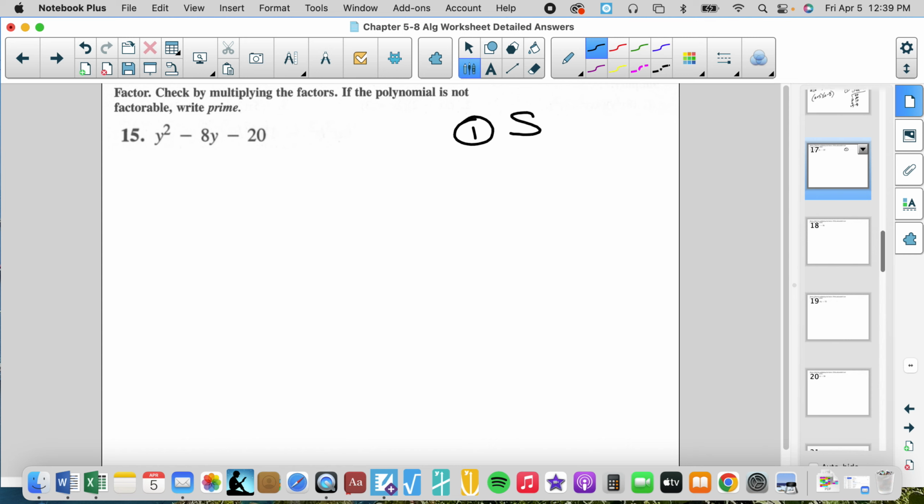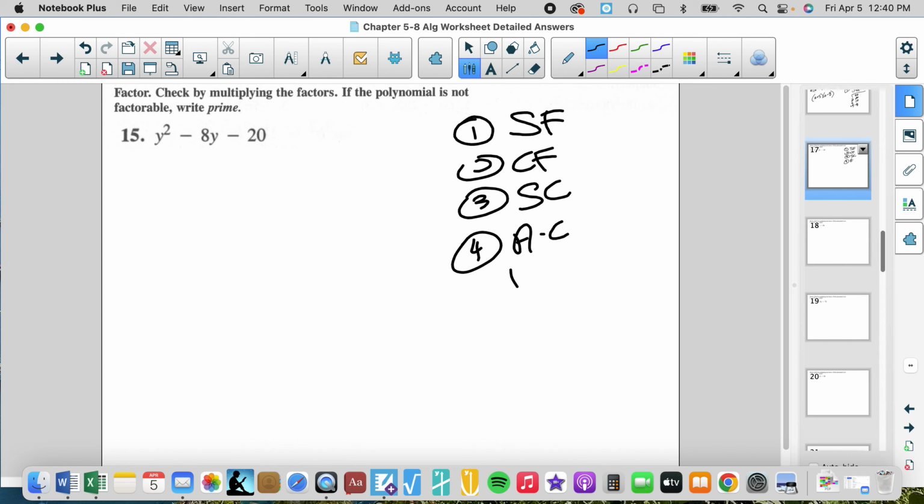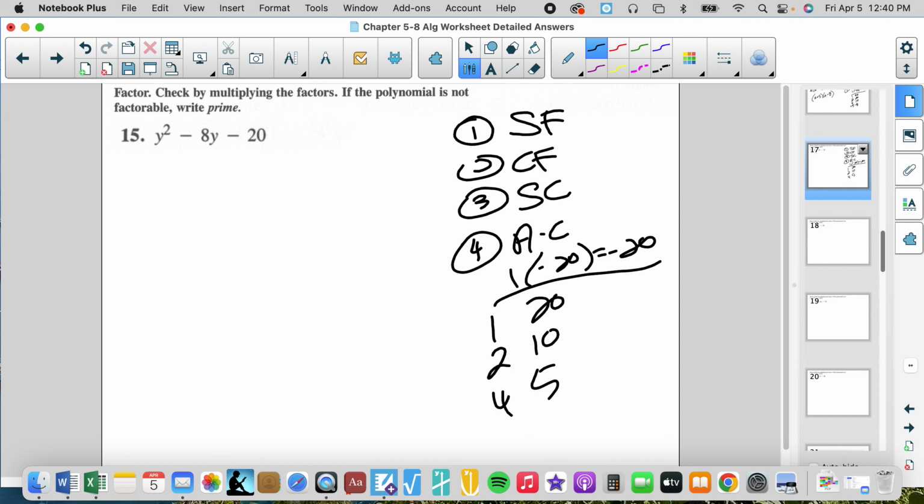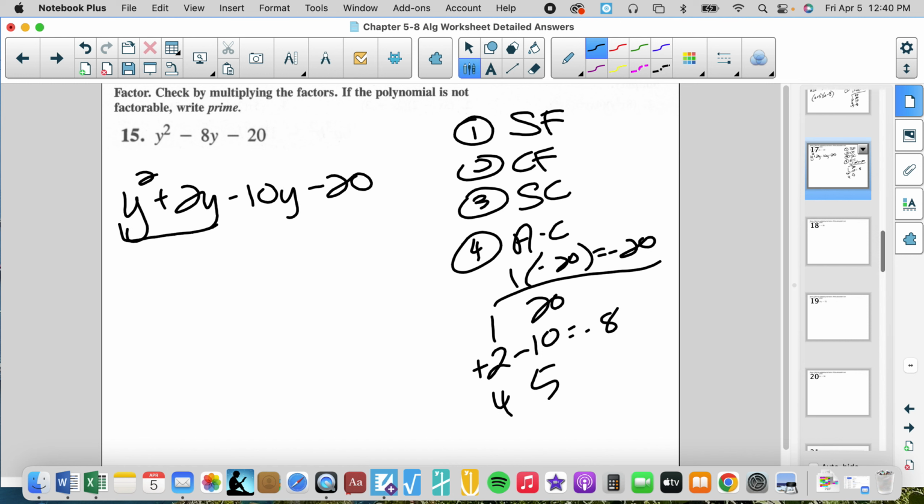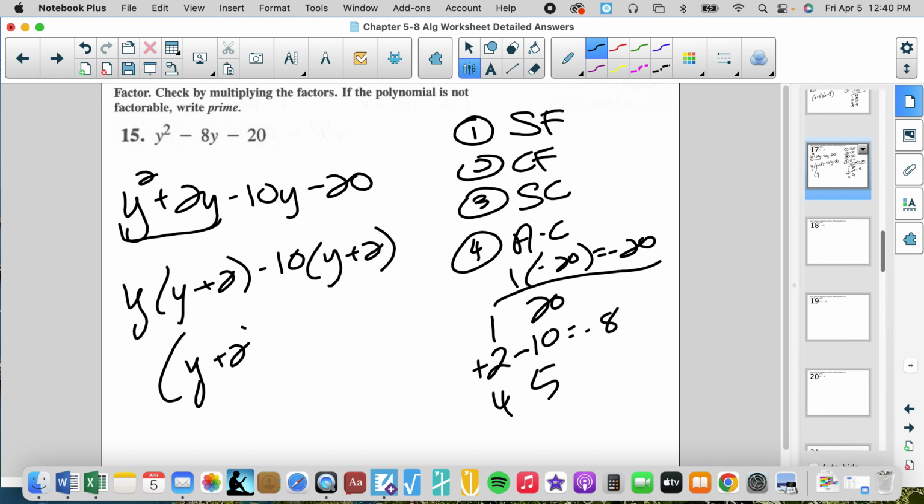Let's go. Standard form, common factor, special case, A times C, 1 times negative 20, 1 and 20, 2 and 10, 4 and 5. Signs are different. Bigger is negative, gives me my negative 8. y squared plus 2y minus 10y minus 20. Factor out a y. Factor out a negative 10. y plus 2, y minus 10.